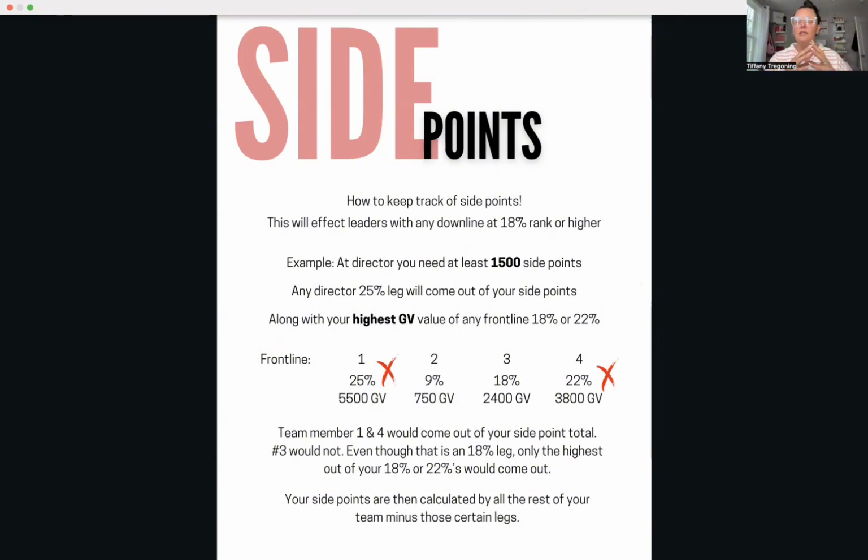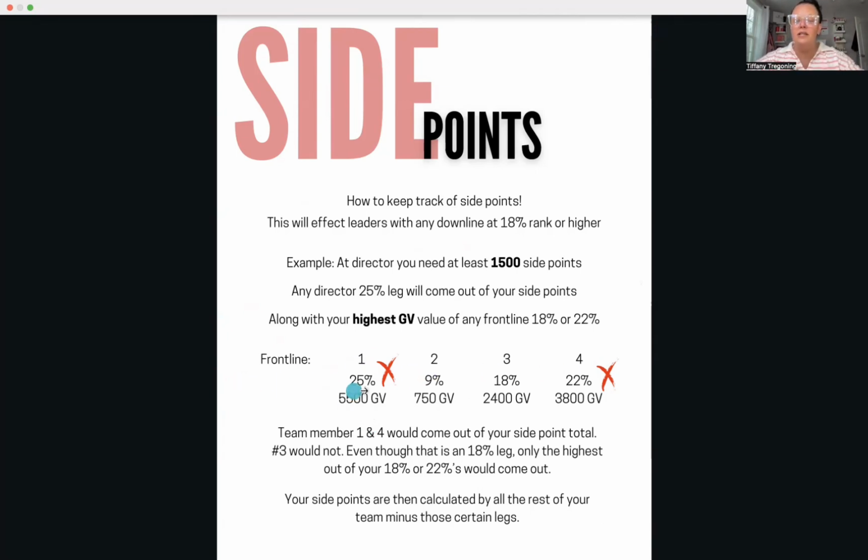Your side points are going to be the exact same number as your GV until you start to bring in 18s and 22s. And that number is basically going to come out of your GV and leave you with that side point value. Okay.